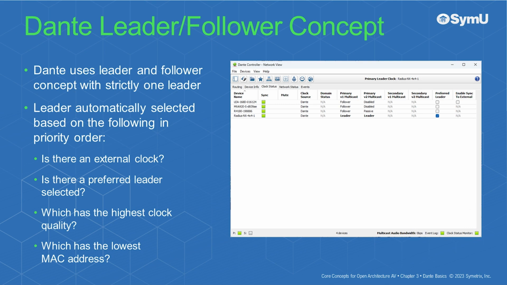Dante uses a leader and follower concept with strictly one leader only. The leader is automatically selected based on the following criteria, in this priority order. Is there an external clock? Is there a preferred leader selected? Which has the highest clock quality? And which has the lowest MAC address?